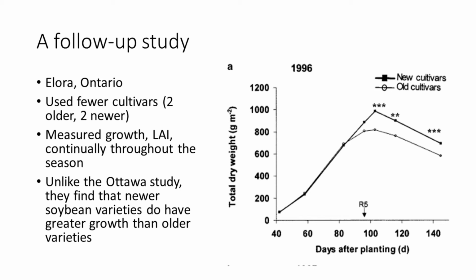But the kicker here is that that greater growth, that difference, is only apparent after R5. So during those stages of grain fill, of pod fill, that's when new cultivars sustain much higher total dry weights compared to older cultivars. So we have two studies coming to two different conclusions. The Morrison study in Ottawa saying total crop growth has not increased over year of release, and this Kumudini study saying, well, actually there has been an increase in total crop growth, but only apparent after R5 during the grain fill or pod fill stages in soybean.